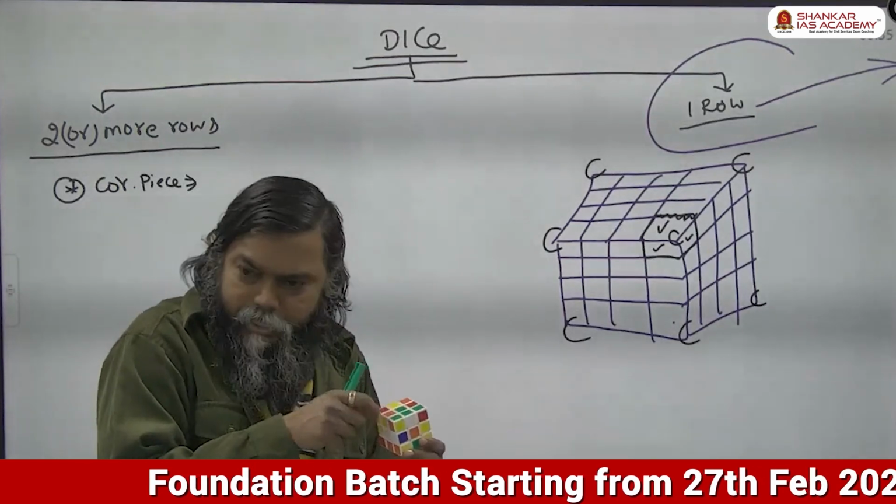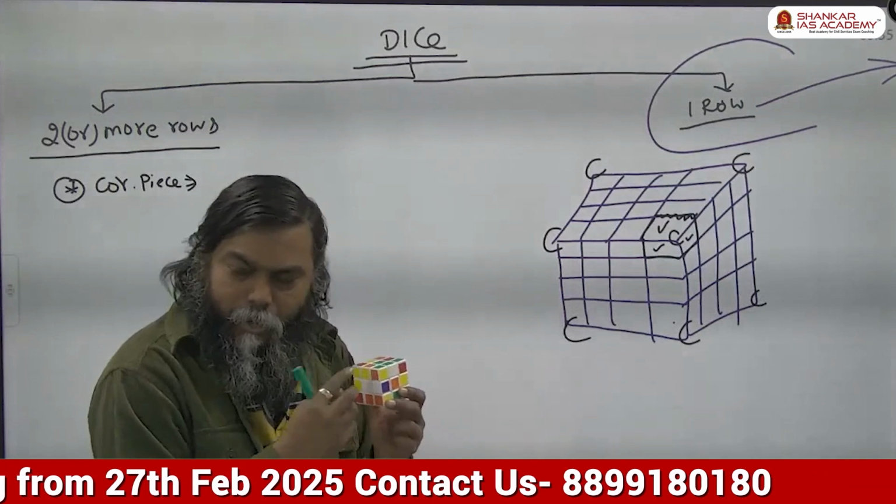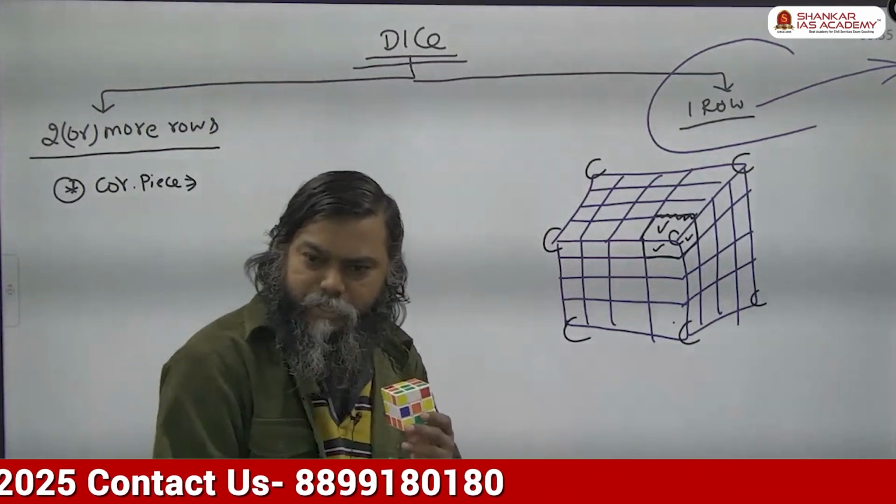This side visible? No. Top visible? This side visible? This side visible? Out of its 6 sides, how many sides visible?